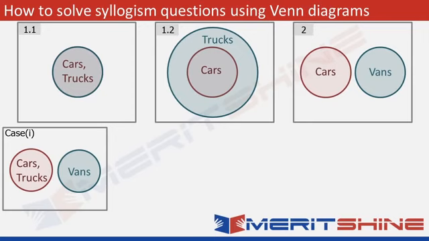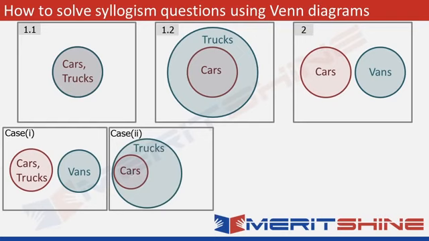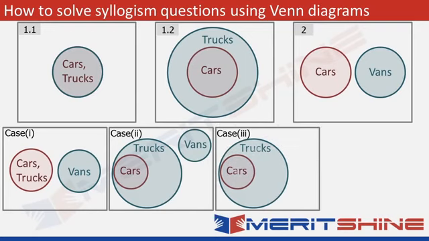Now let's try combining 1.2 and 2. Look at this. This is the same figure that's given in 1.2. Now the only restriction with vans is that it cannot overlap with cars. So we can put vans here. So this is fine, but that's not the only possibility. Look at case 3. Again, this is the figure given in 1.2 and let's put vans now. Again, this is also possible. In this case, as you can see, there is an intersection between trucks and vans. Means some trucks are vans, but it still does not violate any condition given in the statements.